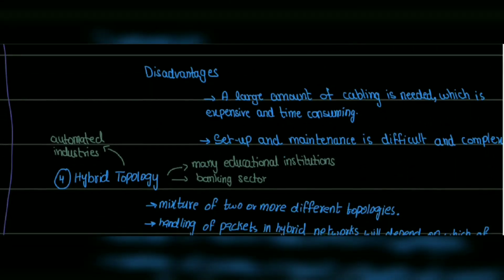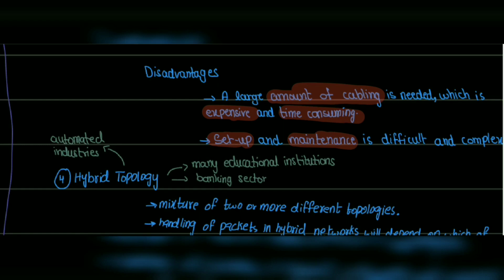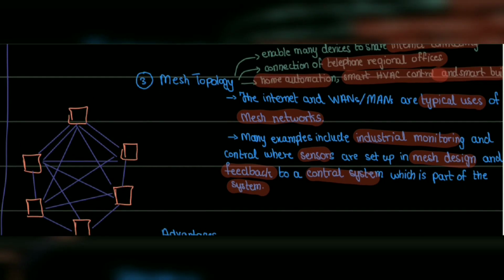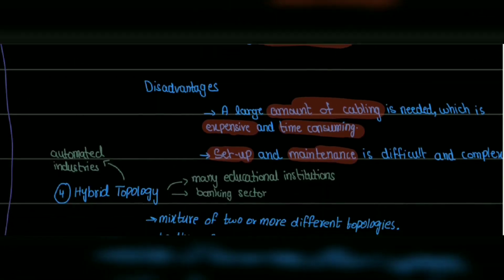What are the disadvantages? A large amount of cabling is needed, which is expensive and time consuming. Setup and maintenance are difficult and complex. Maintaining it and setting it up is very difficult as well. So these are the disadvantages. Otherwise it's a very unique, interesting, helpful and amazing topology, this mesh topology.